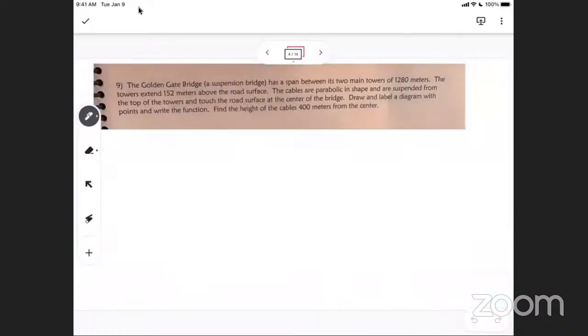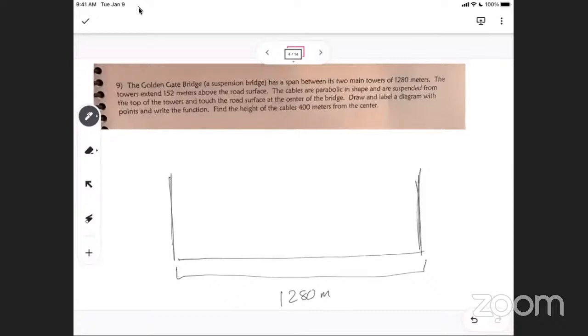All right, next question. The Golden Gate Bridge has a span between its two main towers of that much. So let's see, how's a bridge span? What's it do? Sorry, can you repeat that? Yeah, what is the Golden Gate? What does that mean? The span is 1280 meters? Yes. The towers extend 152 meters above the road surface. So there's your road. This is 152 meters. The cables are parabolic in shape and are suspended from the top of the towers and touch the road at the center of the bridge.